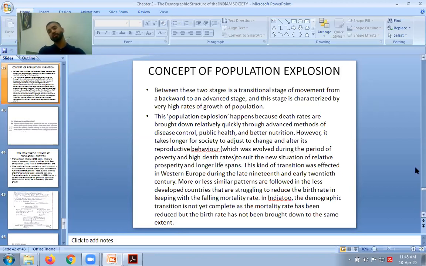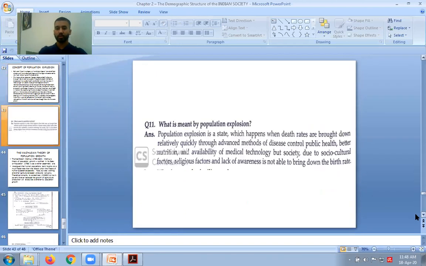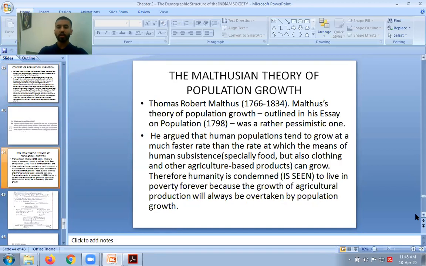Now, I'm sure you have understood the theory of demographic transition. We're going to talk now about the next theory. Okay, population explosion, same thing. Now we're going to talk about the Malthusian theory of population growth. Look, what happens in this theory?